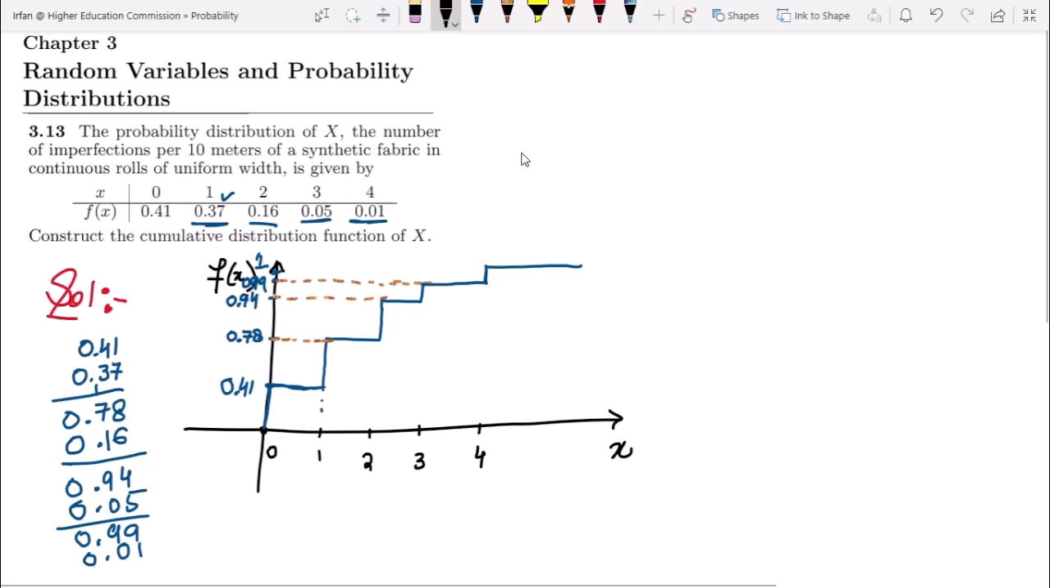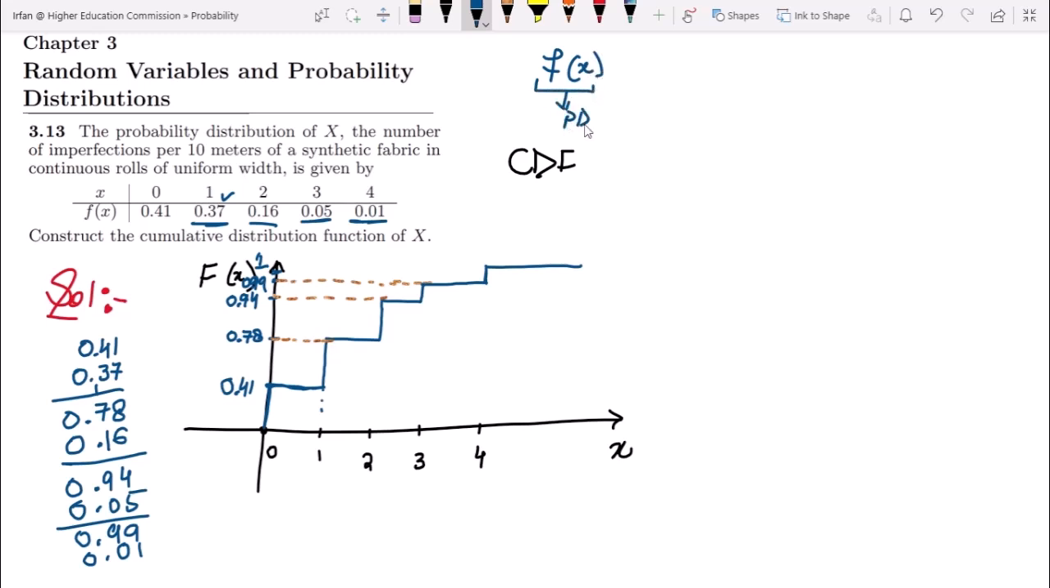This is basically the CDF plot, and this one is not small f of x but capital F of x, because by convention f of x is the PDF, while the capital one, this one, is the CDF, or cumulative distribution function.